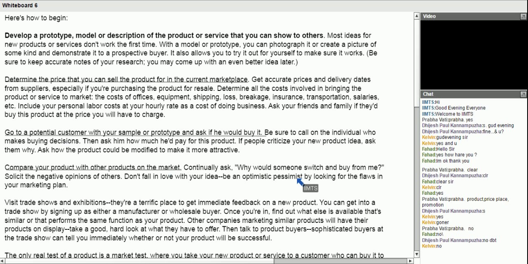Continuously ask, why would someone switch and buy from me? Suppose you have to have the answer, since you are launching a new product, but other people are already selling that same product in the market, why will the customers who are buying that old product leave them and come and buy your product? So there has to be some X factor in your product and services, which is not available in your competitors' product or services. Getting my point, everyone?